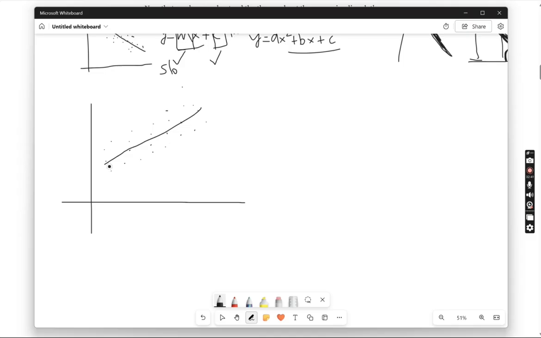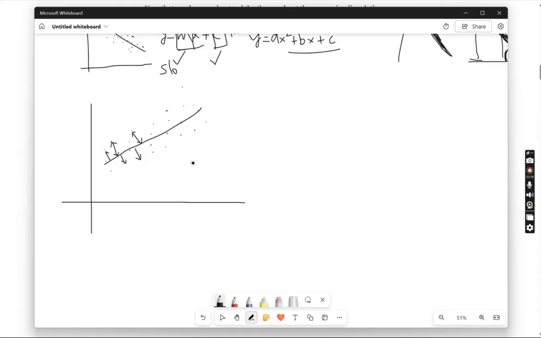Literally it blindly gets some line, some value of m, some value of c. And then it will start to calculate the distance between this point and the point on the line, the perpendicular, the shortest distance. Then it will calculate this distance, then this distance. So the algorithm calculates all these distances.